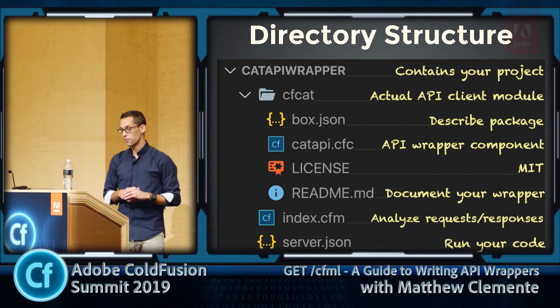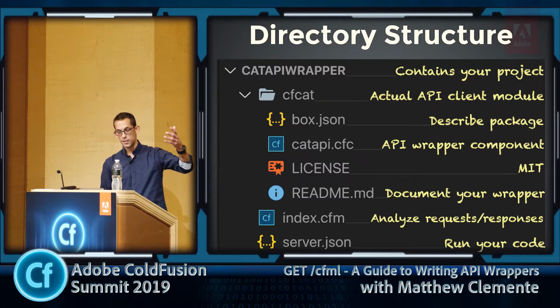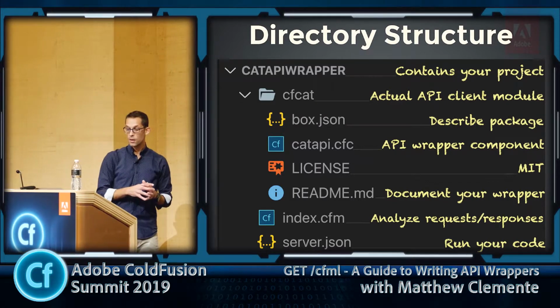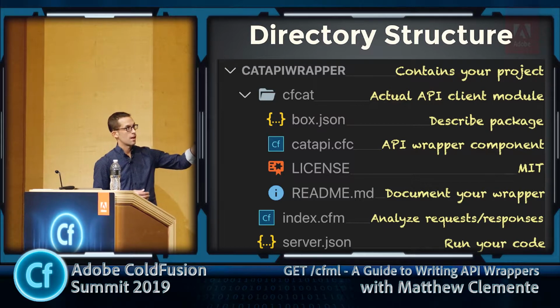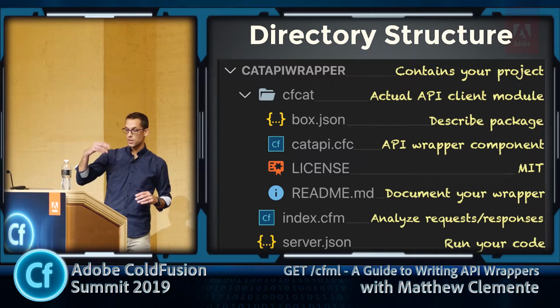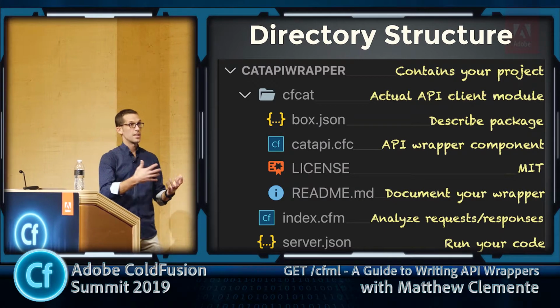Spin up a ColdFusion server right there. The real project itself is in that cfcat folder. I said I wanted a box.json so that I could share it, but if that option was off, that wouldn't be there. There's a license in there, a README, so that you can document the wrapper.